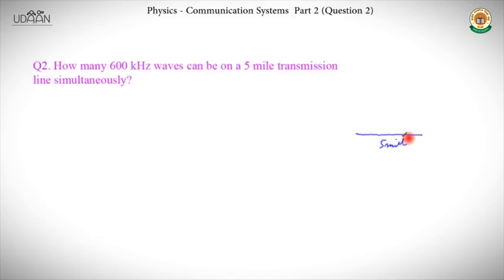So what we have here is 600 kilohertz as the frequency of the waves, so f equals 600 kilohertz and d equals 5 miles. We need the wavelength because frequency in itself is not related to any distance. So if there is a distance, we need to calculate the wavelength. Wavelength equals c by f, where c is the speed of light in vacuum and f is the frequency. The speed of light, as you all know, is 3 into 10 to the power 8 meter per second.